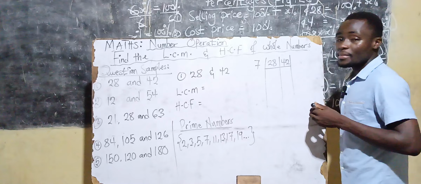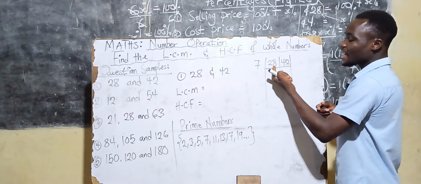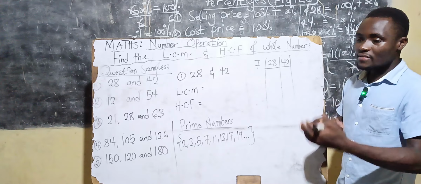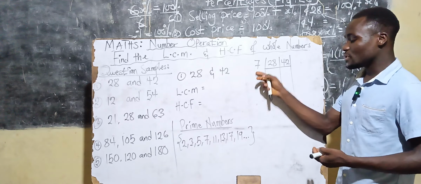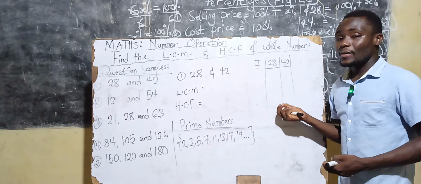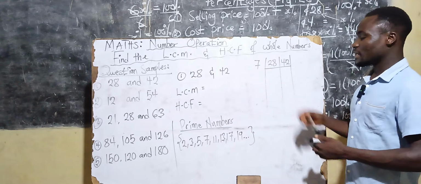Okay, so picking the prime number 7, 7 can divide this one easily. Are you getting me? It will divide it quickly. So that is what I'm using. Though we can use the 2, the 2 will waste our time. So let's use the 7 in the first place.